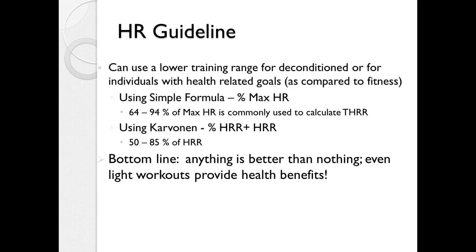Remember that people who are deconditioned or are really only interested in health goals really might not want to work at a higher intensity. So it's okay if they work at, say, 60% using the simple formula. It's still going to give them health benefits. Or using the Karvonen formula, you may go as low as 40 or even 30% of the heart rate reserve. Anything is better than nothing. Even light workouts will give us health benefits.